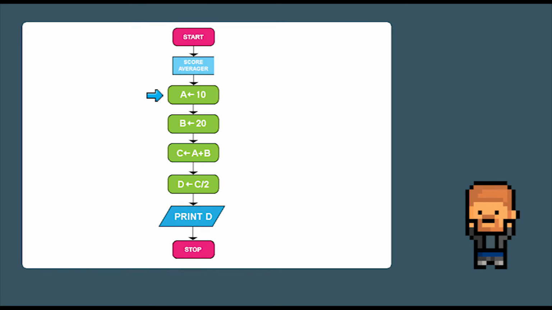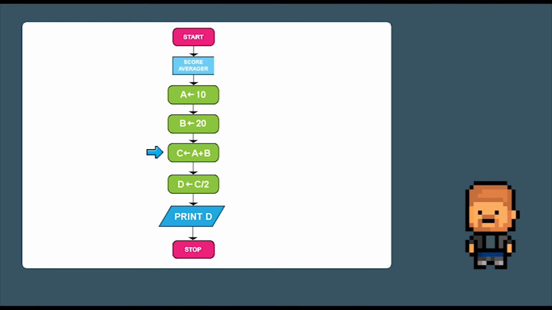In the next block, the A variable is assigned the value of 10. This arrow means assignment. If you want to know more about this, check out the pseudocode video. It is similar to a single equal symbol. In this case, A equals 10. The same thing is happening with B below in the next block. However, B is being assigned 20.